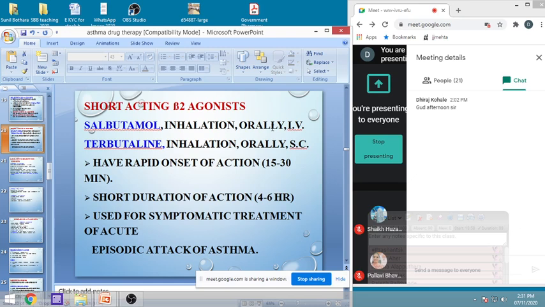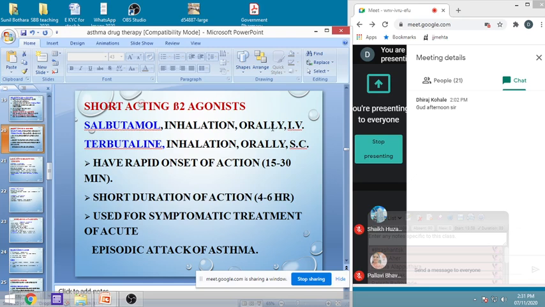Terbutaline is the same. It has rapid onset of action, that is within 15 to 30 minutes. It has a short duration of action, and it is used for symptomatic treatment of acute episodic attacks of asthma. I told you, short acting drugs are useful only for acute attacks, because it is not good to administer the drug again and again. So in a short, rapid attack, these drugs are preferred.